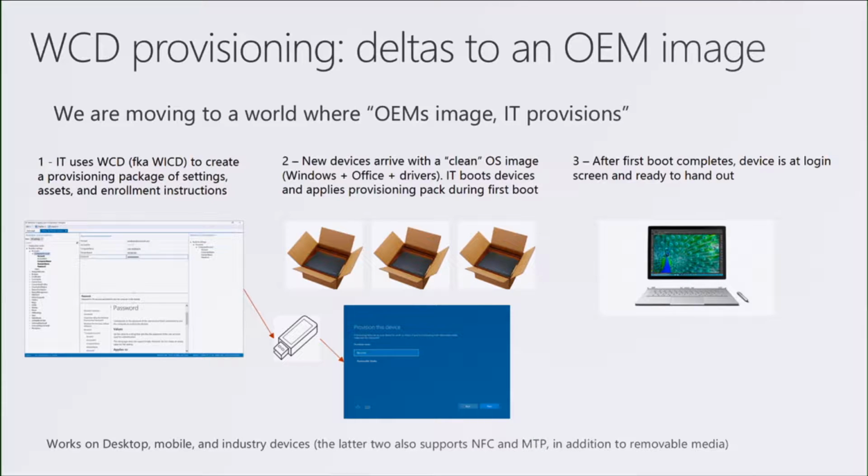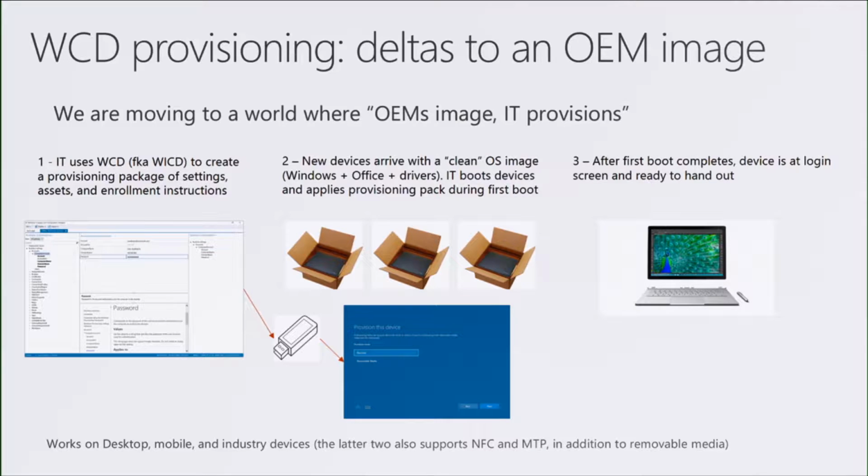And the way Wicked and Windows Provisioning works is you start off by running a wizard, a simple authoring tool that lets you express the deltas you want. What apps do I want installed? What settings? How do I want to enroll into a management tool, et cetera? Then you apply that provisioning pack to a set of devices when the devices are first booted. And after the provisioning pack is installed, the devices are ready. They're at the login screen, ready to hand out to users.